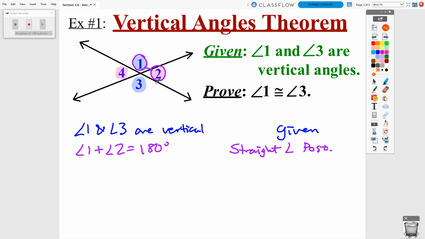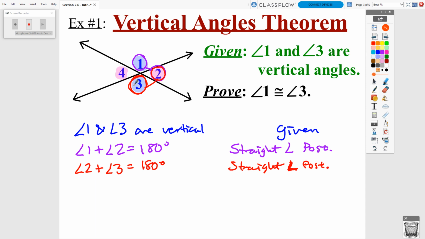So now we're going to use angle 2, and we're going to see what relationship it has with angle 3. And we find that it has the same relationship that it had with angle 1. So we can go ahead and say that angle 2 plus angle 3 equals 180 degrees, and we get to use the same reason. It's another straight angle postulate. If I can make my angle look like a straight angle there. There we go.